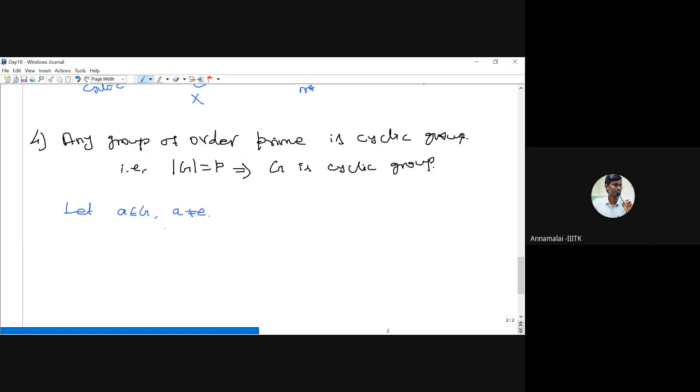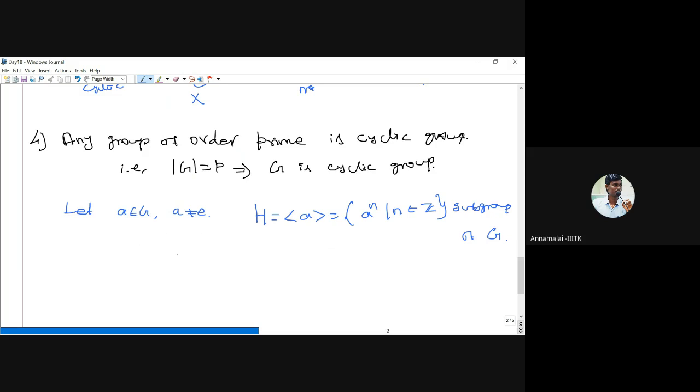Now, already we know that given any element in the group, we can form a subgroup. The subgroup is nothing but we are collecting all the powers of A. We call the subgroup H. So this is nothing but the subgroup spanned by that single element A, that is, all the powers of A, A power n such that n in Z. Clearly this H is a subgroup of G, because it is itself a group and it's a subset of G. Okay.